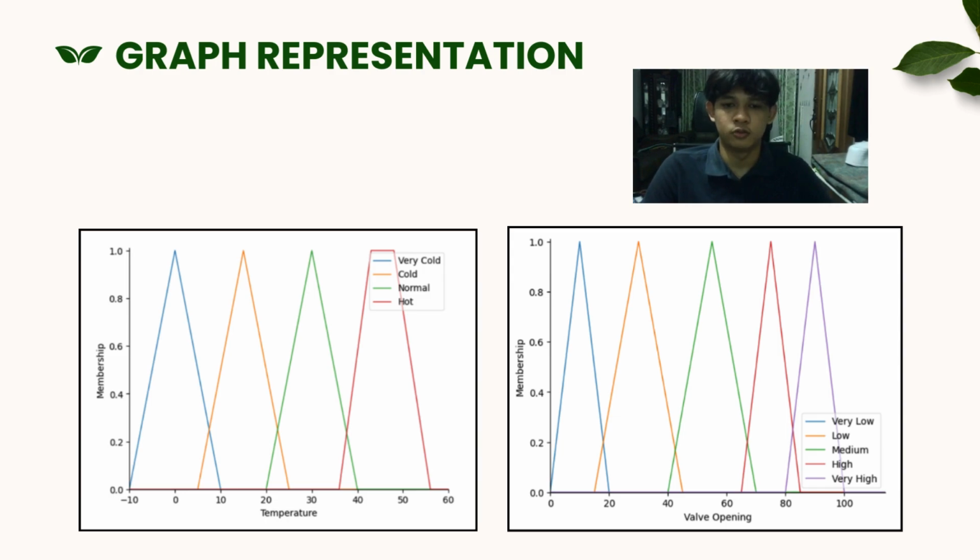Okay, for the third graph, which is the temperature graph. Basically, this graph represents the membership function for the temperature, where the value is categorized into very cold, normal, and hot. It helps to determine how the temperature influences the system's decision-making process for the irrigation control. And then the last but not least is the valve opening graph, which is our output.